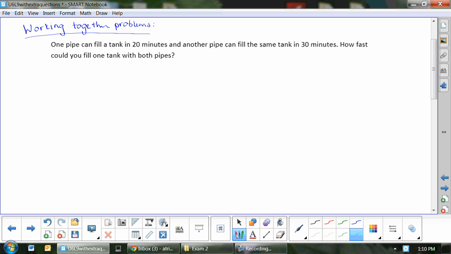Okay, so this is one pipe can fill a tank in 20 minutes, and another pipe can fill the same tank in 30 minutes. How fast could you fill one tank with both pipes? Okay. So if you think about this question, like Mr. Trimble was saying that this was actually taken off a grade 9 diploma, and the most common answer was 50 minutes for both pipes to fill it.